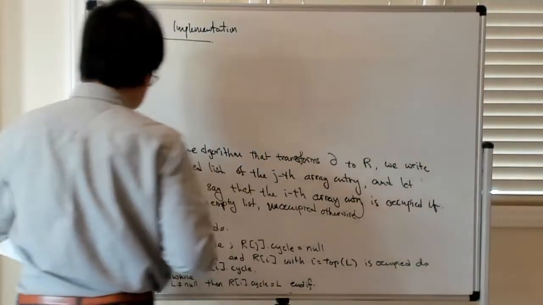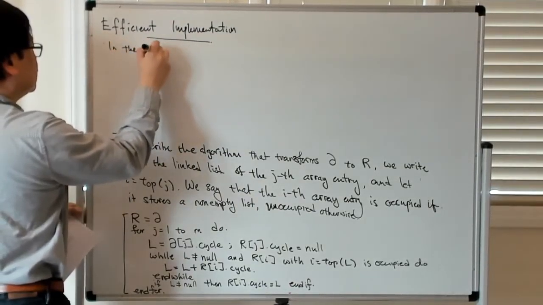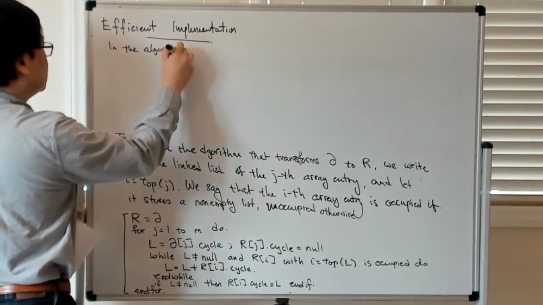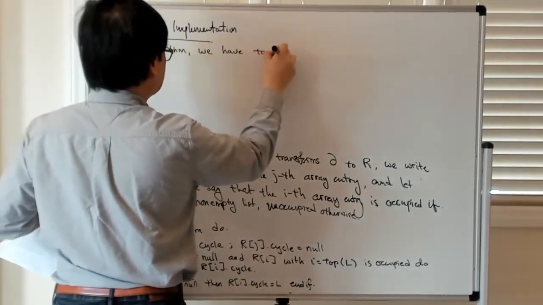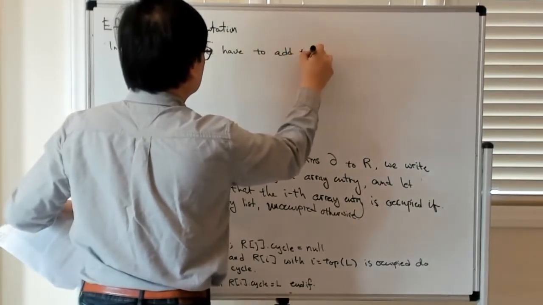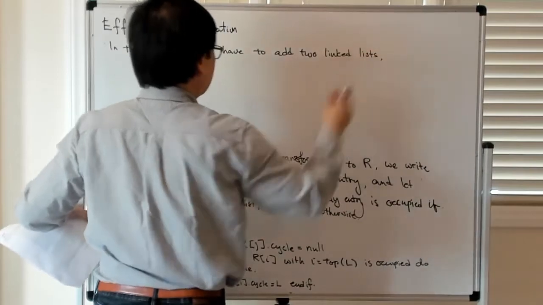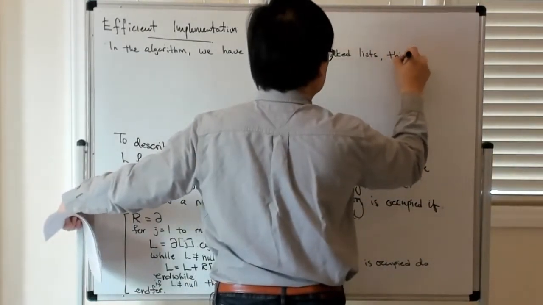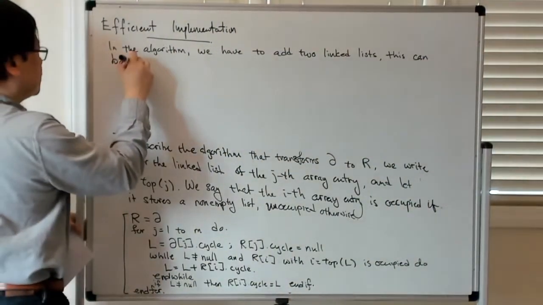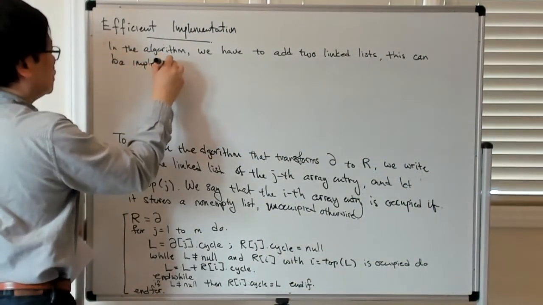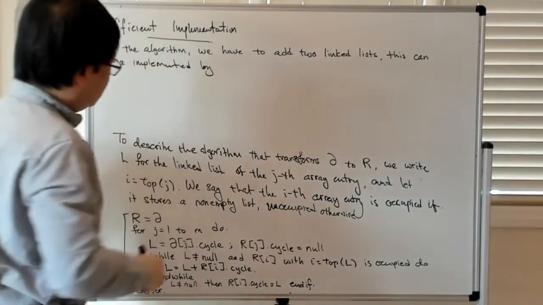So in the algorithm, we have to add two linked lists. This can be implemented by basically just scanning through both columns.